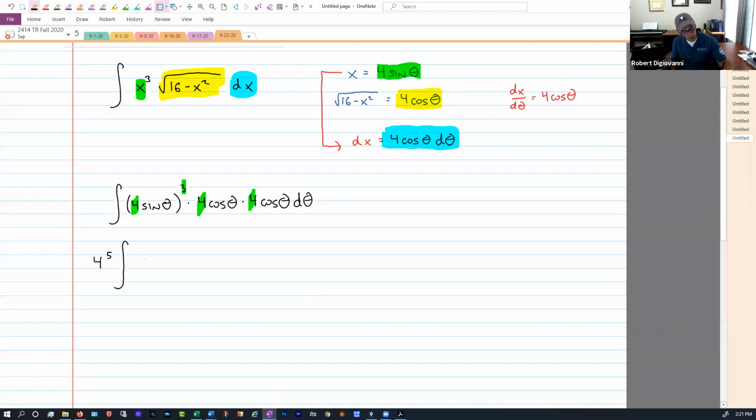And now let's talk about what's in here. Sine cubed theta, cosine squared theta, d theta. Everybody follow that? No, that's what I thought. This is 1024. Okay. Now what?